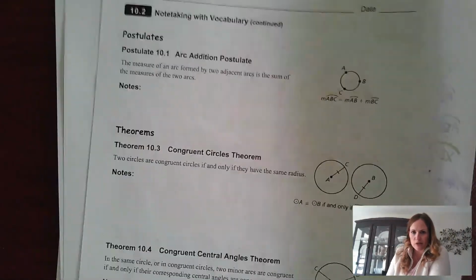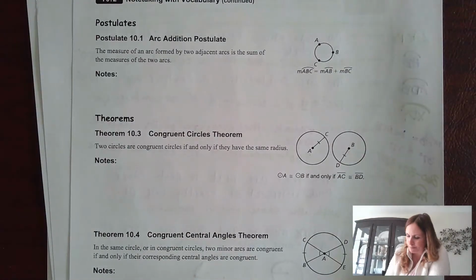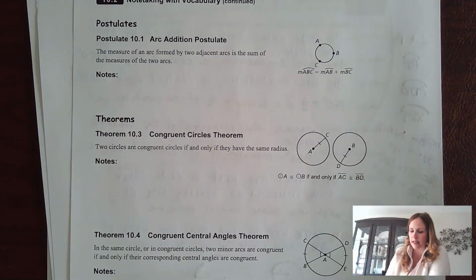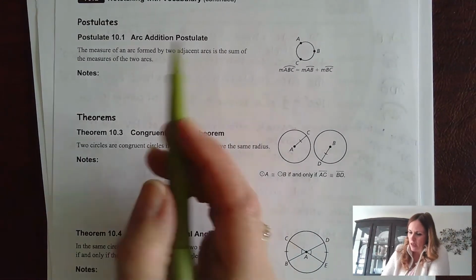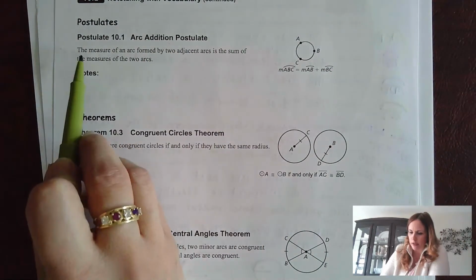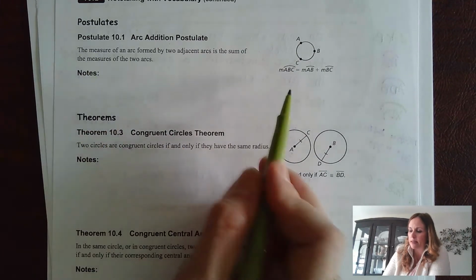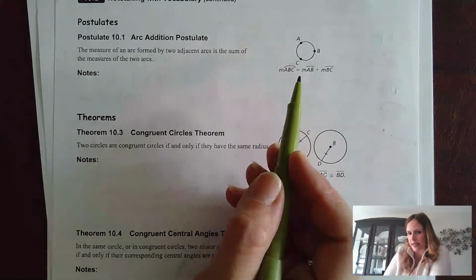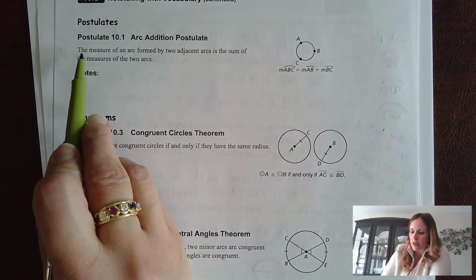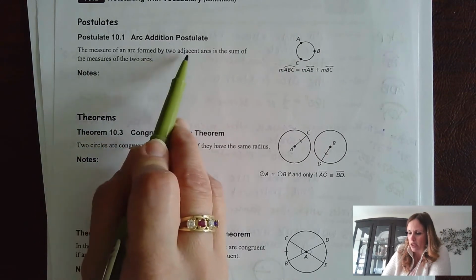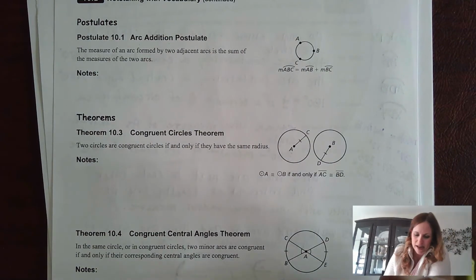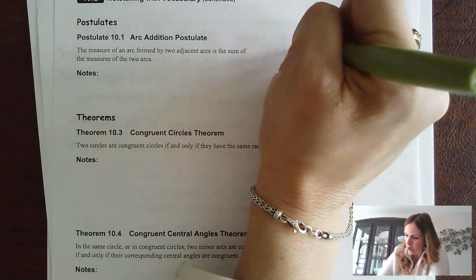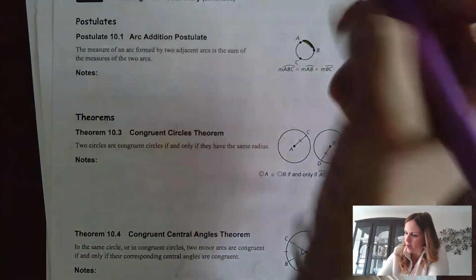All right, so there's a whole bunch of different postulates and theorems in this section. A lot of this is going to get a little bit confusing because there's going to be a lot of them, so we're just going to take it one at a time. Arc addition postulate. Again, I don't need you to memorize these. Some of this is more common sense, but I just want to point it out. It says the measure of an arc formed by two adjacent arcs is the sum of the measures of the two arcs. So what they're getting at here is that I have arc AB, and then I have arc BC.